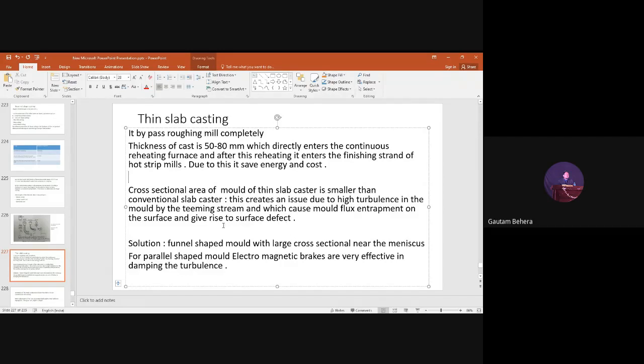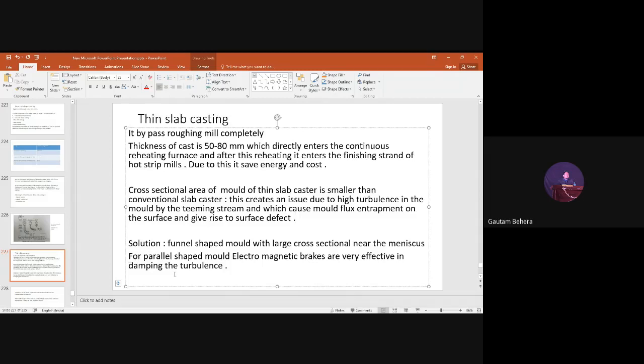What will happen if there is high turbulence? It will lead to mold flux entrapment, which is not good on the surface and gives rise to surface defects. So there is a solution to this. We can use a funnel shaped mold instead of a flat mold, with a large cross section near the meniscus. At the meniscus we have a large cross section, but at the bottom part we have a tapered cross section because it is a funnel shaped mold. So the turbulence will be reduced.